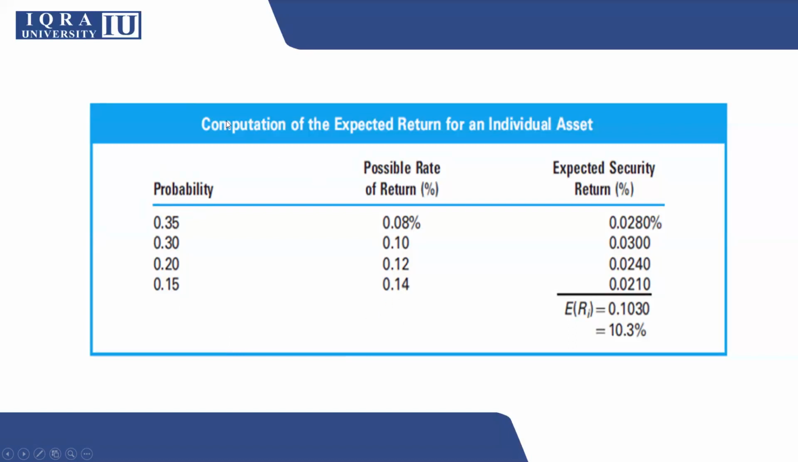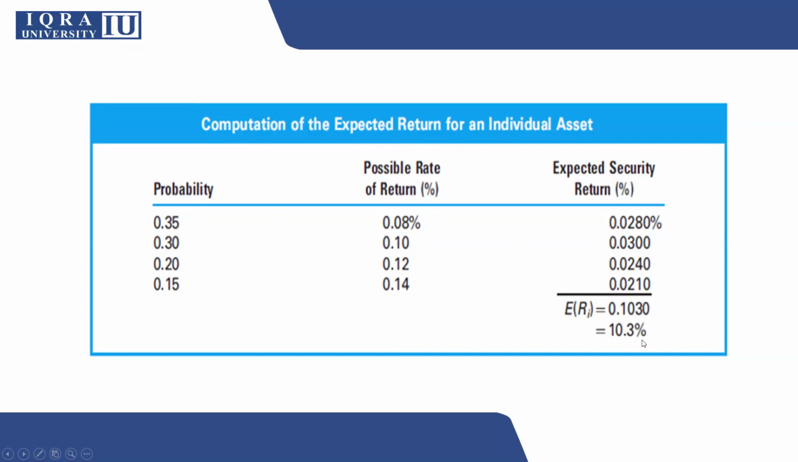If you are interested in getting the expected rate of return, we need two pieces of information: one is probability and the second is rate of return. When we multiply these two, we can get these values. You can check your calculation. And after multiplication, if you get the sum, this sum will be taken as the expected rate of return.